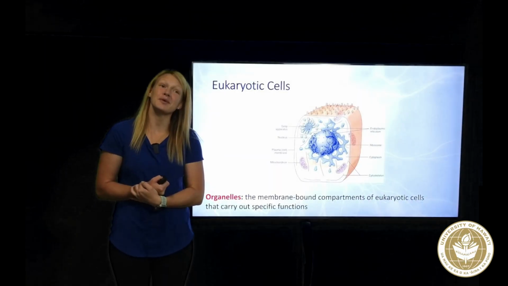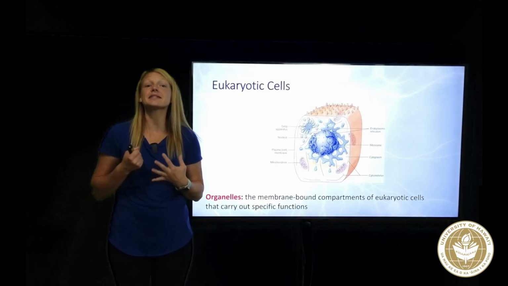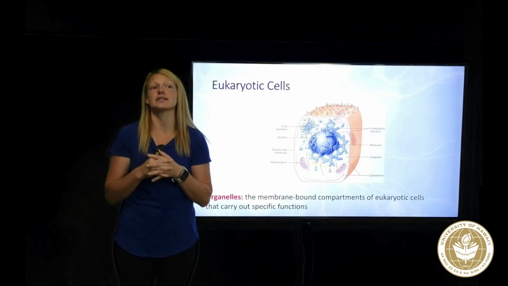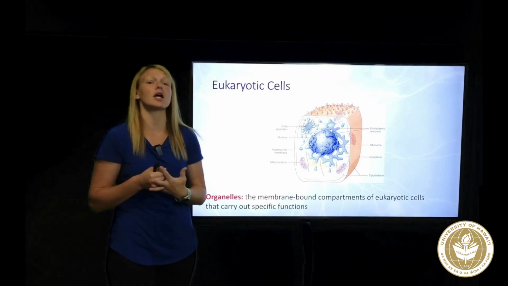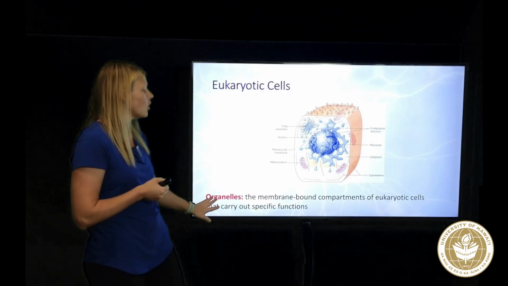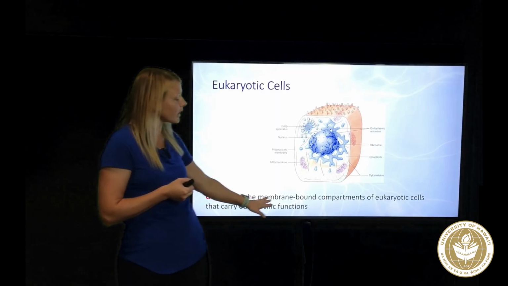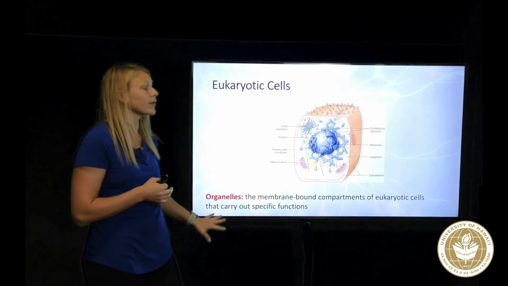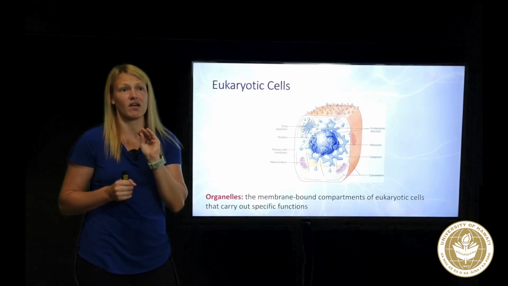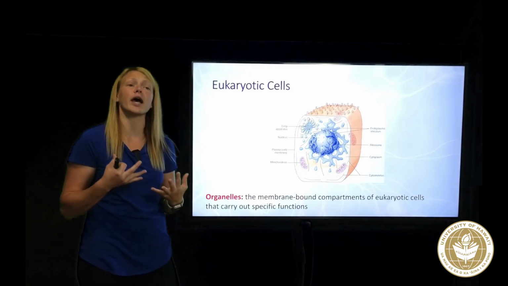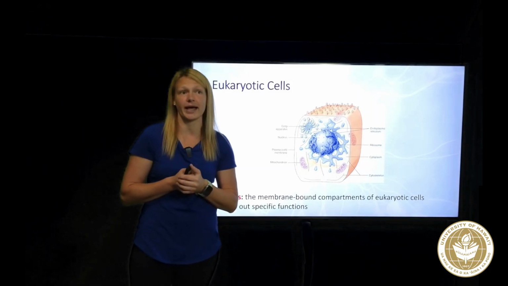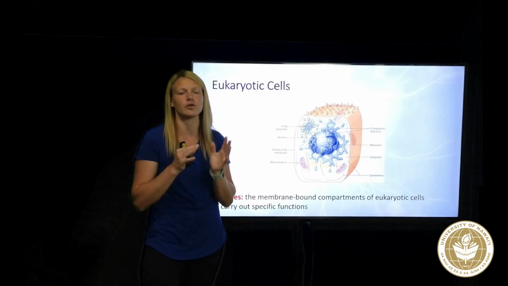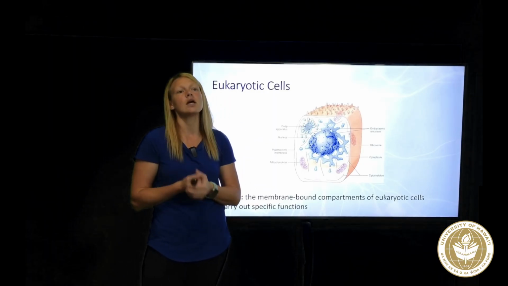Then we have our eukaryotic cells. These are cells with DNA enclosed inside of the nucleus. Eukaryotic organisms are going to have organelles. Organelles are membrane-bound compartments found in eukaryotic cells that carry out very specific functions. Eukaryotic cells possess many specialized organelles, which we're going to talk about in the following slides. We're going to go through just some of these organelles.